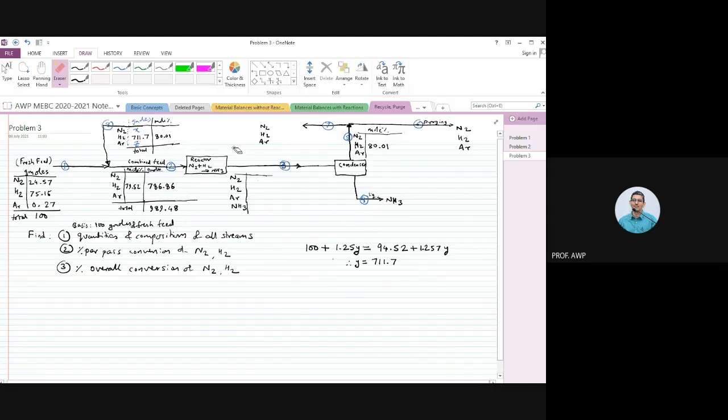Total moles of stream number 8 also you can tell me. 1.25 times Y. 889.62. Let me write the total here. Total was 1.25 Y, and Y is 711.7. So the total would be 889.62. So we have got a value of Y, and immediately we are substituting that value of Y so that we leave our number of unknowns as few as possible.